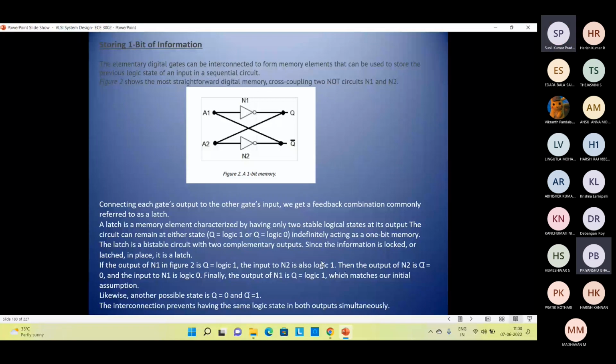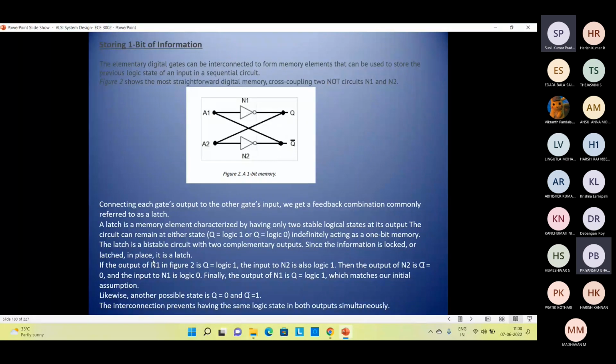Okay, so as I already mentioned, if the output of N1 in figure 2 is logic 1, the input of N2 is also logic 1. Then the output of N2, which is Q bar, the Q complement, is 0, and then the input of N1 is also 0. Finally, the output of N1, that is Q, is equal to logic 1, which matches our initial assumption.